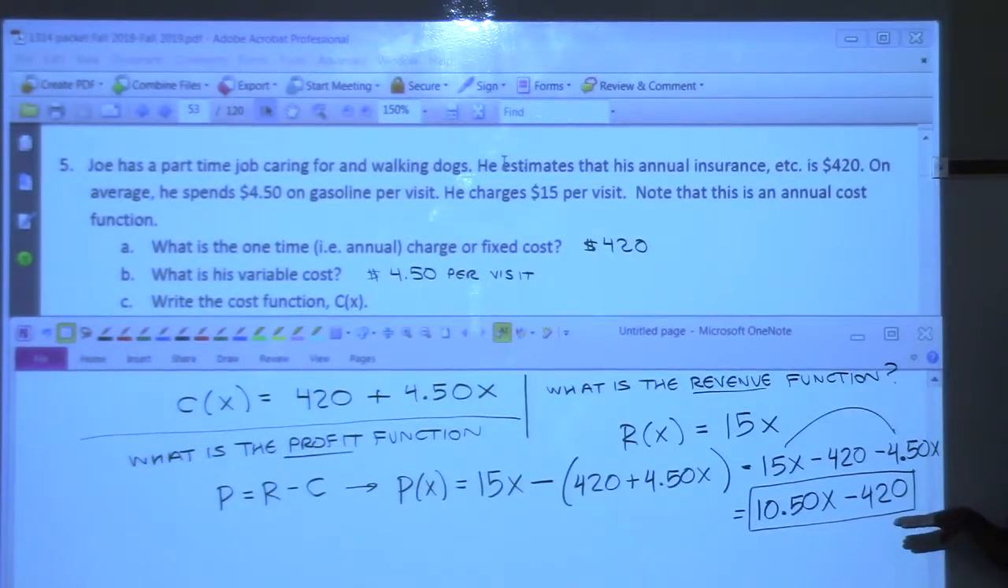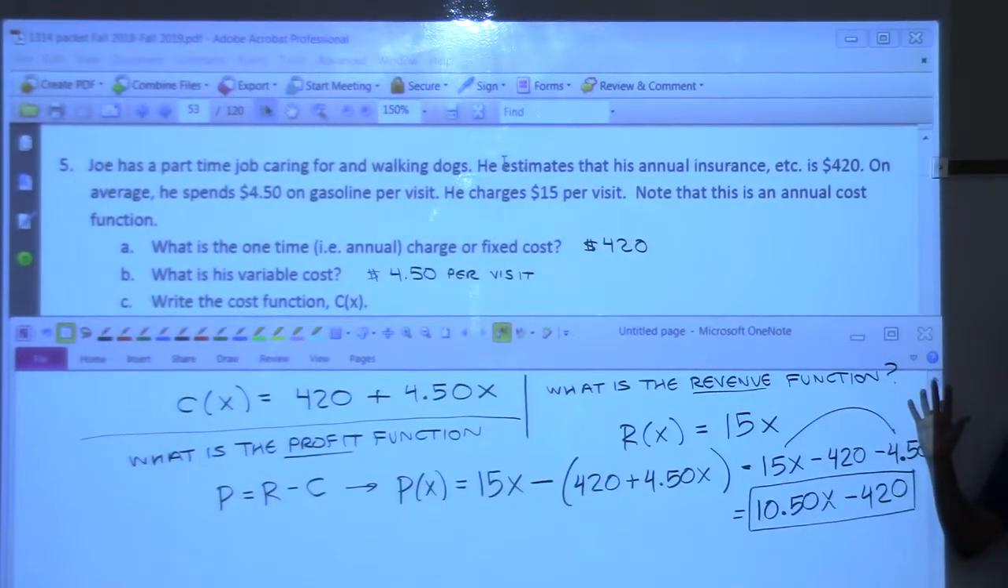Break even means not making money and not losing money. How would you do that? 420 divided by 10.5. Okay, but you got that from setting this equal to 0, because when his profit is 0, that means he hasn't made any money. He hasn't lost money, but he hasn't made money. So if you set this equal to 0, you will wind up doing 420 divided by 10.5.